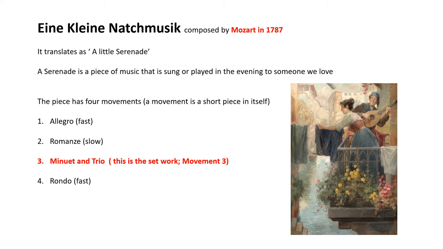The piece has 4 movements. A movement is a short piece in itself. So the 4 movements that you'd find in Eine kleine Nachtmusik are allegro, so a fast section, followed by a romance, which is quite a slow section. Then we get the minuet and trio, which is what we need to know for our exam. And then finally, a fast rondo section.